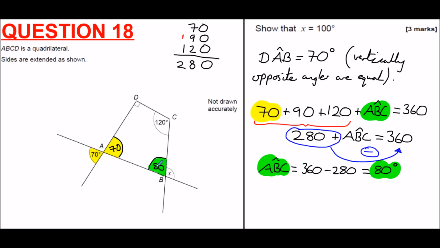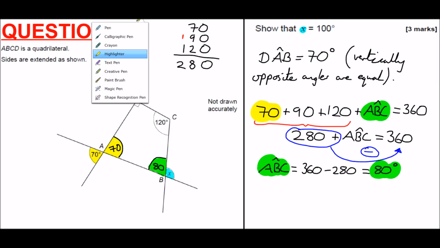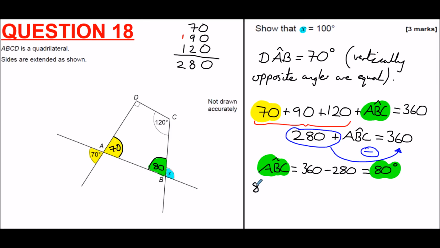But if you notice, 80 plus x are on a straight line. Now again, what you need to remember is that angles on a straight line add up to 180 degrees. And so 80 plus x equals 180 degrees. Angles that touch together on a straight line add up to 180.